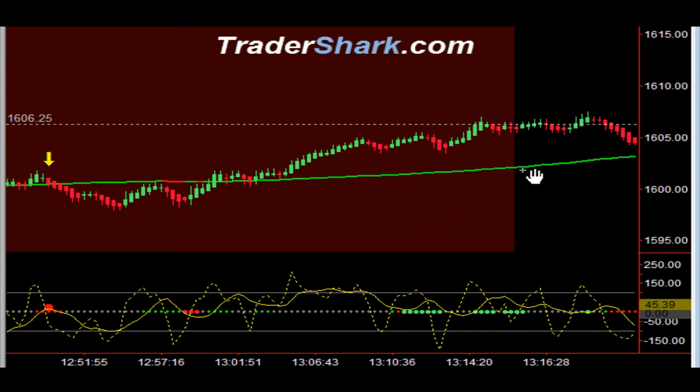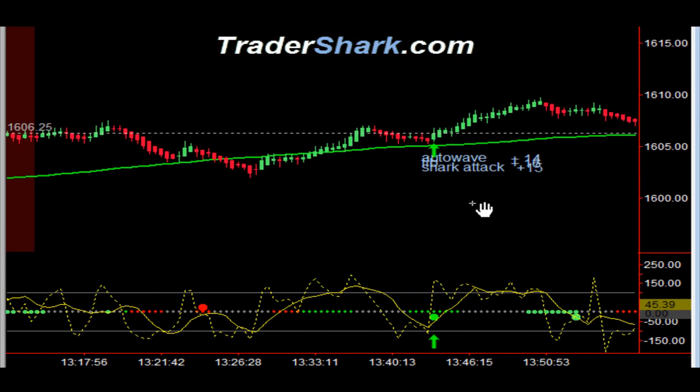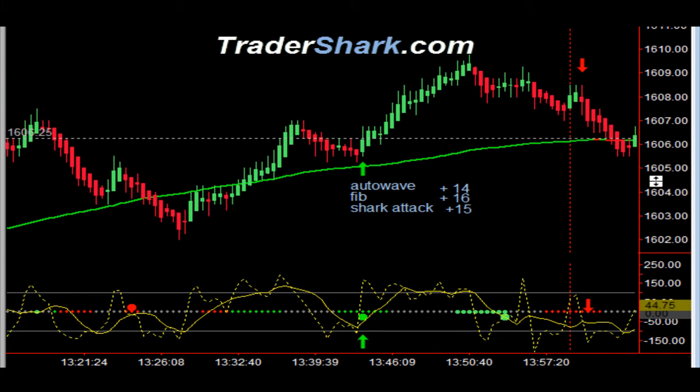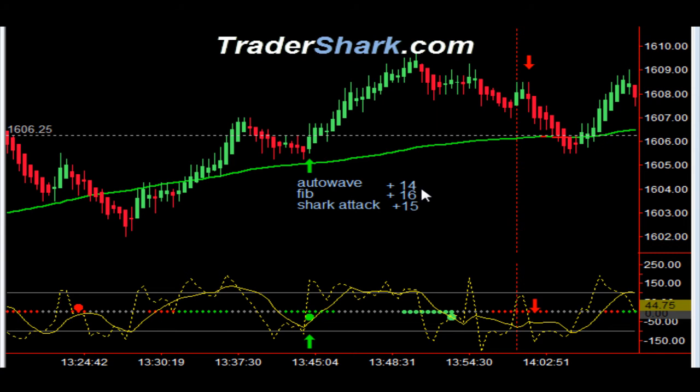Coming out of the no trade zone, right here at about 1:15 Eastern Standard Time, watching the market a little closer. And then here's where patience is a virtue. I want you to notice, we had an auto wave, we had a fib retracement, we had a shark attack, we had all three factors, generating anywhere between 14, 15, or 16 ticks.